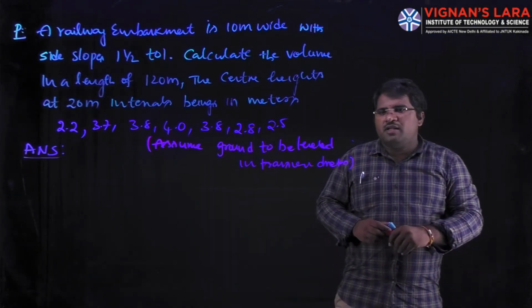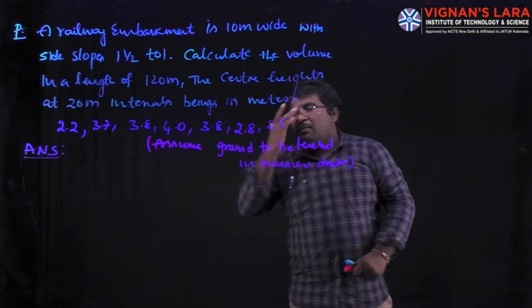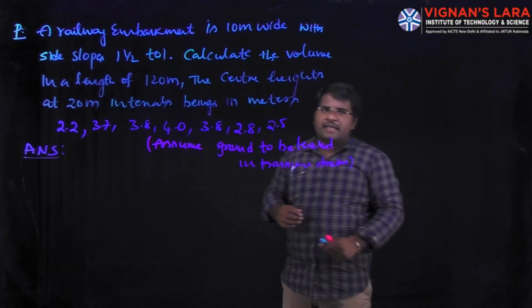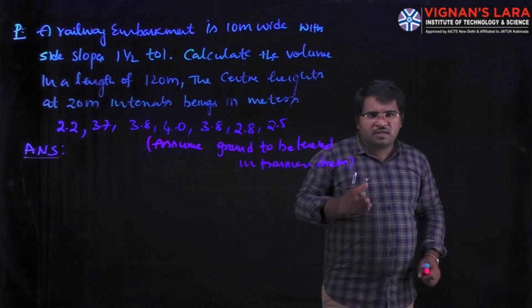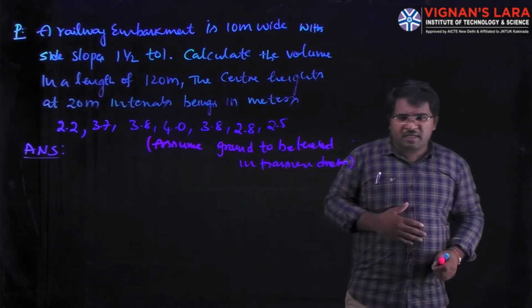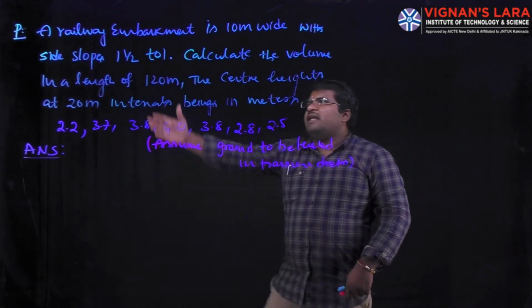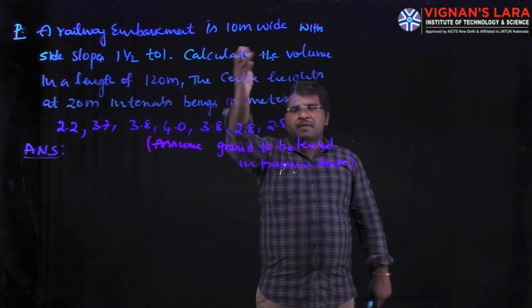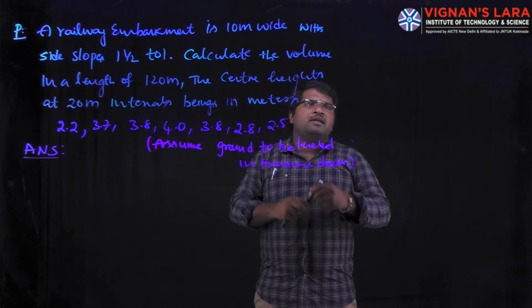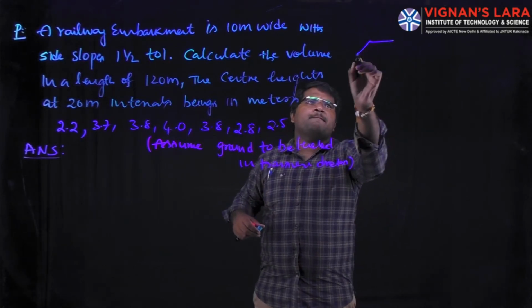Next we will see a problem for the calculation of volume based on the prismoidal formula as well as the trapezoidal formula. A railway embankment is 10 meters wide. The embankment is like this.